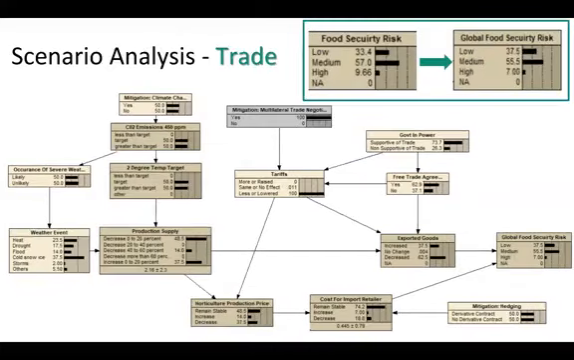In this scenario, the implementation of multilateral trade negotiations resulted in a decrease in tariffs and therefore a decrease in the global food security risk that high tariffs were seen to pose. The probability of global food security being high decreased by 2.66%, and the probability of global food security being low increased by 4.1%.